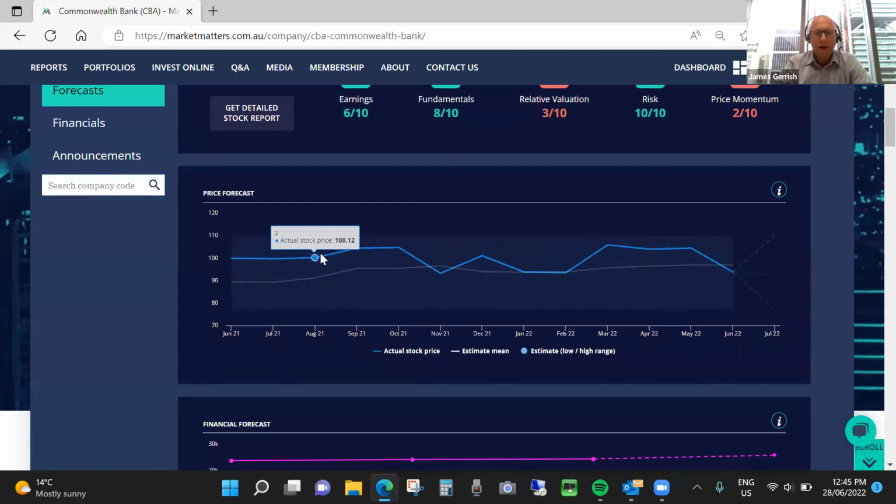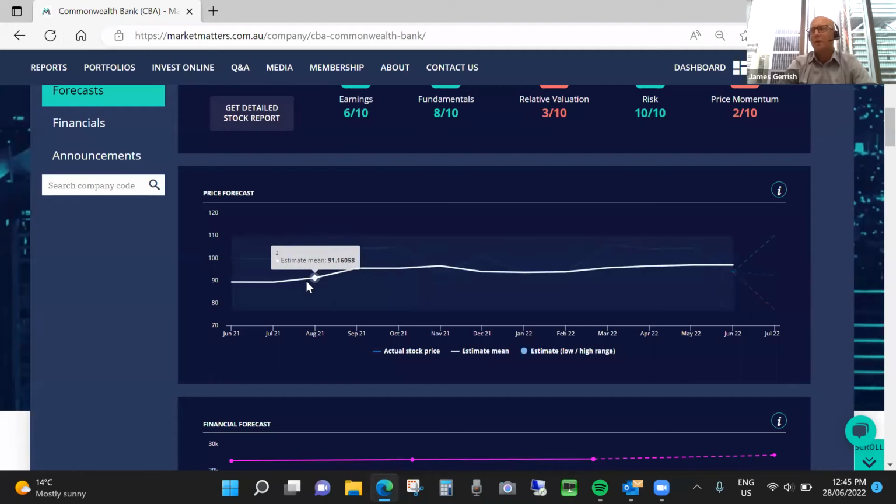So the market is what the mean target price is at that particular time. So you can see CBA typically trades above what brokers think it is worth. That's always been the case. CBA is an expensive bank because they're a high quality bank. Brokers, or analysts, tend to think CBA is overpriced all the time, but that's fine. This chart will show that.